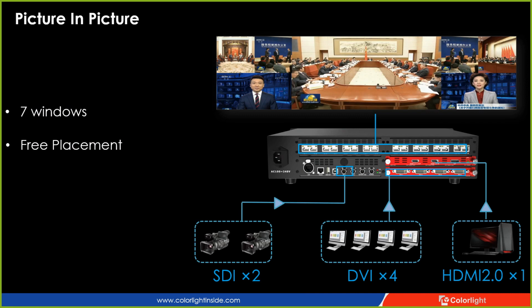And the third one, picture-in-picture. The X16 can support 7 windows in PIP because we can provide 2x-SDI, 4x-DVI and 1 unit HDMI 2.0. Here you can see we place different pictures in different places on the LED screen because our X16 can support free placement. That means each window can be freely resized and placed at any position on the LED wall.